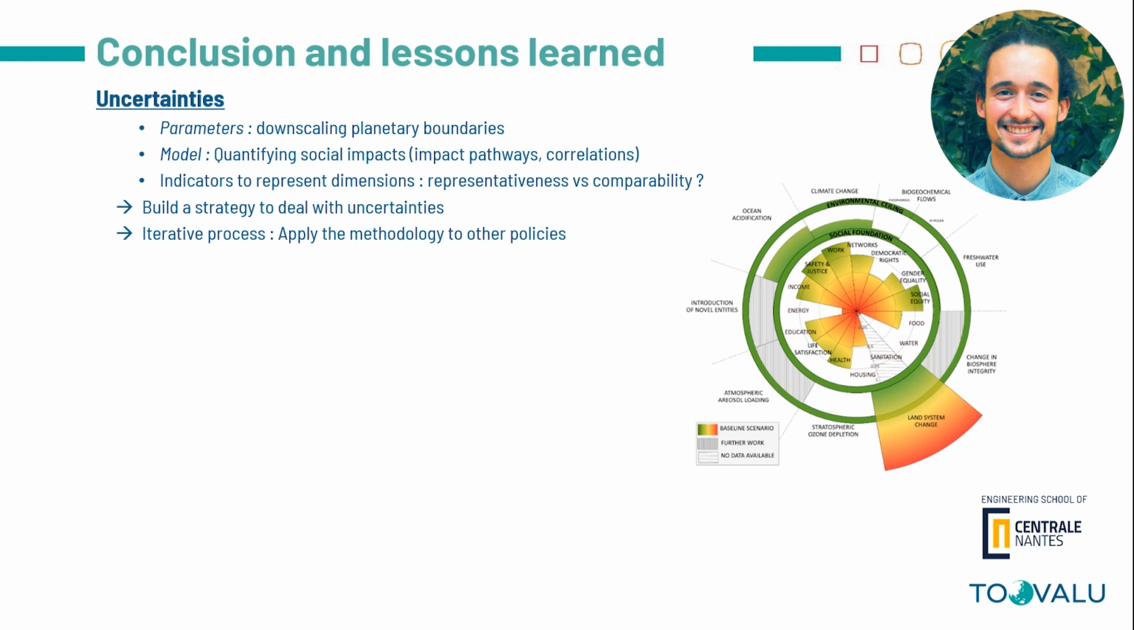Also, when you quantify social impacts, so develop impact pathways, you have such uncertainties that need to be discussed. And same thing when you choose some indicators, you need to highlight the choices you made. So in our research and in our project, we recommend to build a strategy to deal with uncertainties and also to be transparent about them, and also to apply this methodology in iterative processes. So for example, it could be applied to other policies in other territories at other scales to show uncertainties and also to further improve the methodology.